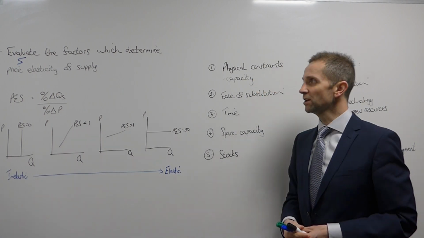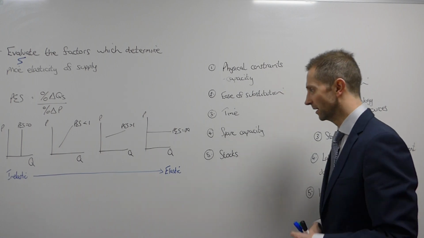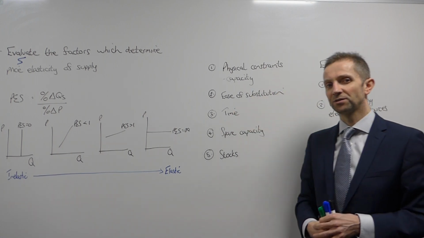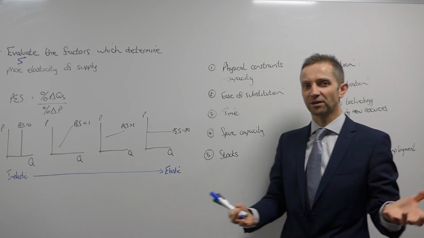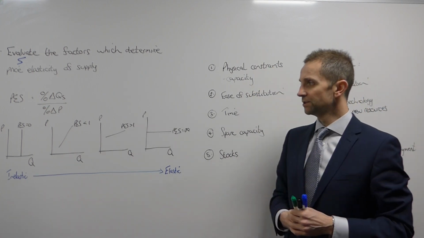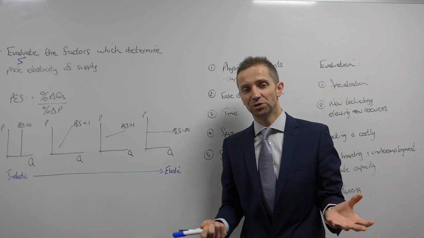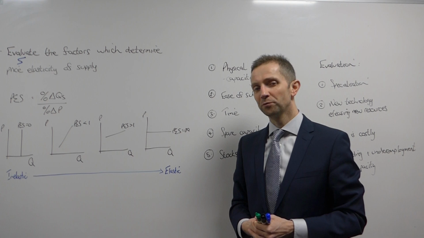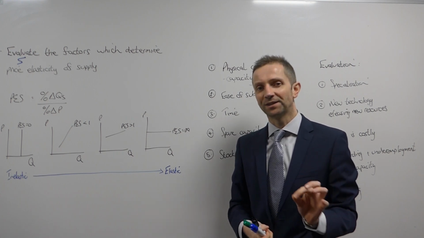So let's get to the factors which determine the price elasticity of supply. I've got 5 here which I'd like to talk to you about. Number 1, the physical constraints and the capacity. I mentioned this in my video yesterday. If you're talking about, let's say, St James Park, the football stadium close by, 52,000 seat capacity.